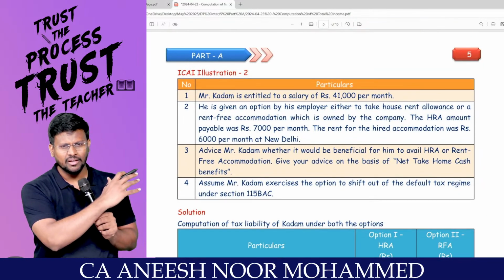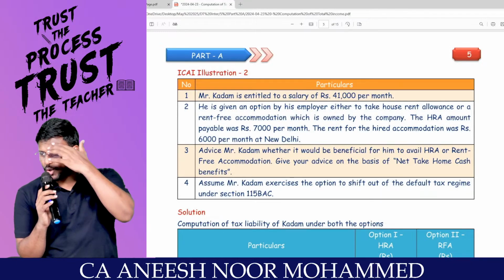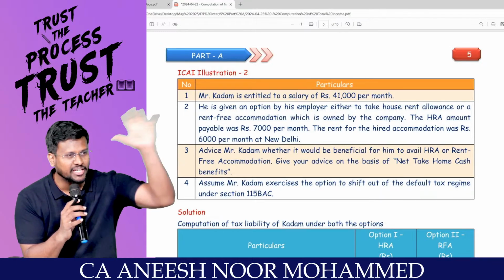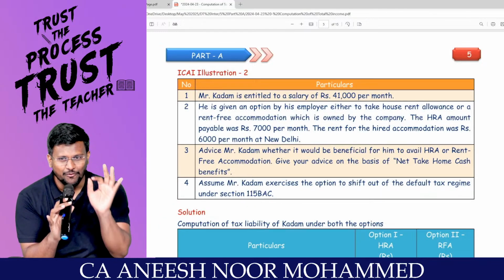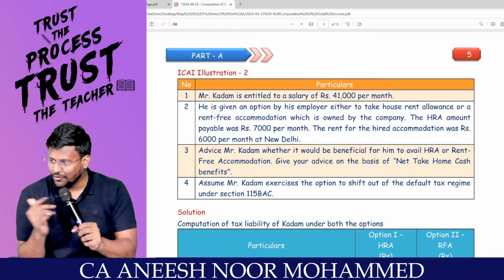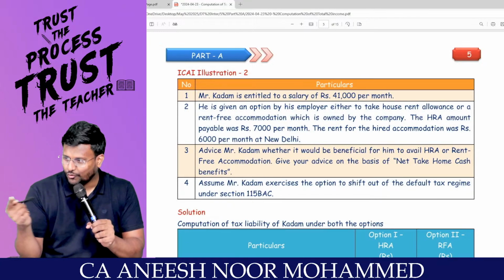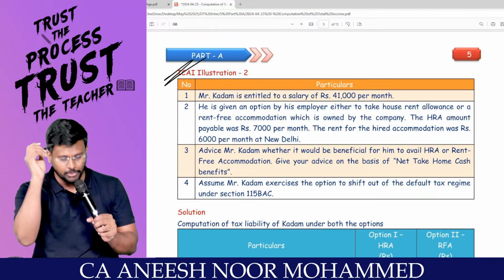Right? What a beautiful opening question from computation of total income. I hope that we can proceed into illustration number 2. My students, everything you should be able to appreciate or understand. If yes, anyone online, inform me by way of your comments. I am moving into ICAI illustration number 2.